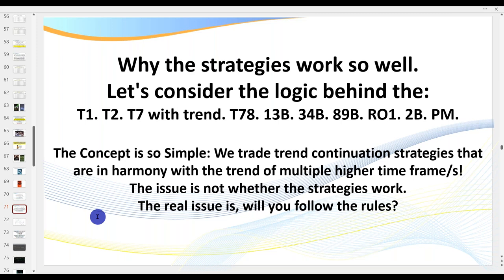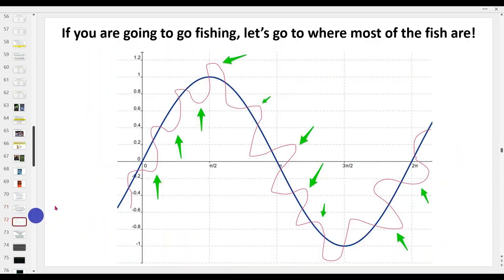So as you're about to see, it's not whether the strategies work, it's whether you follow the simple rules. So, a simplistic way, this is what we're looking at doing.